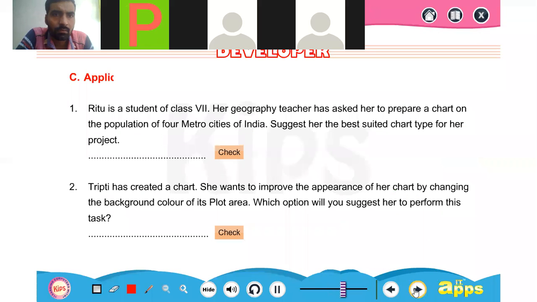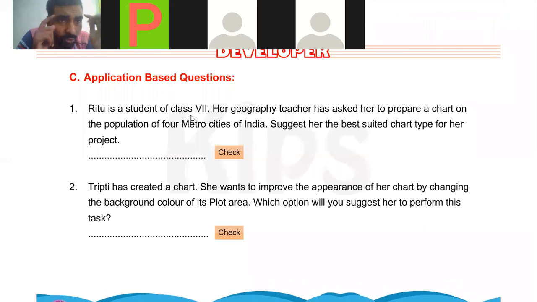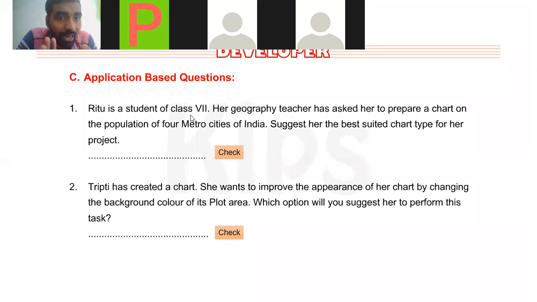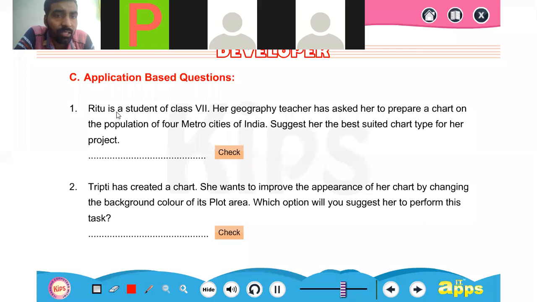Application based questions. Next we have application based question. Kindly remember, students, this is the question which you have to read very carefully, and then only you can give the answer. First question. Ritu is a student of class 7. Her geography teacher has asked her to prepare a chart on the population of 4 metro cities of India. Suggest her the best suited chart type for her project.